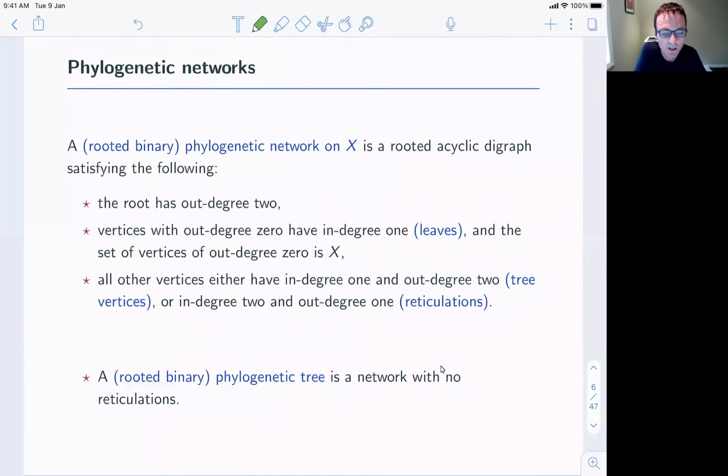From now on, we're going to drop rooted and binary. Often if I say a network, I mean a phylogenetic network. I will keep saying a phylogenetic tree. There was a reason for that, I can't remember, but there is a reason for keeping it somewhere in the talk. But if I say a network, it just means a phylogenetic network. I'm going to drop rooted and binary because throughout the talk, they're all rooted and they're all binary.